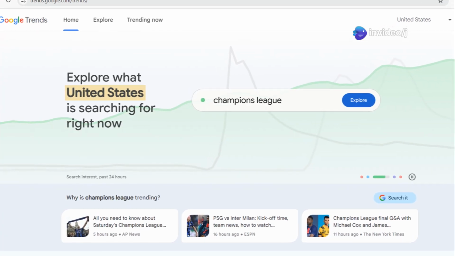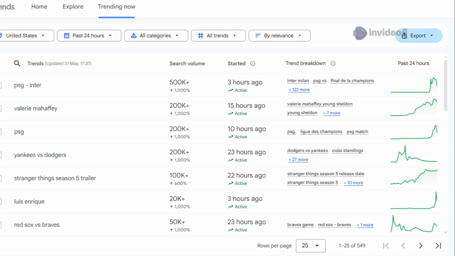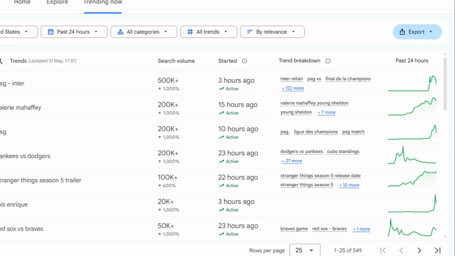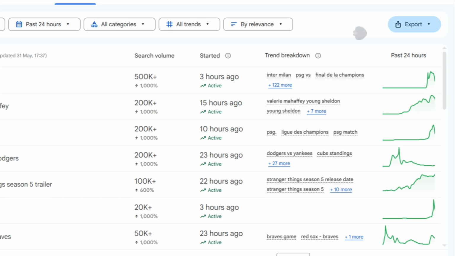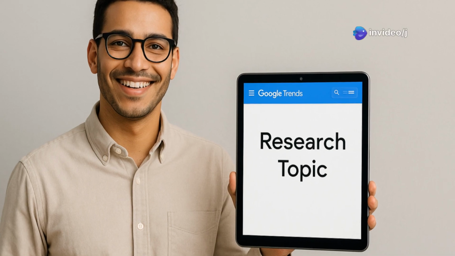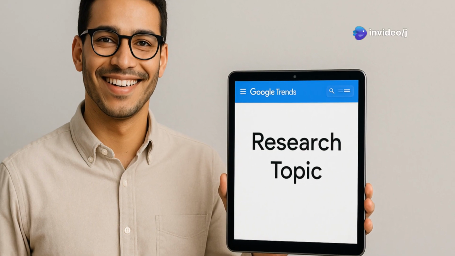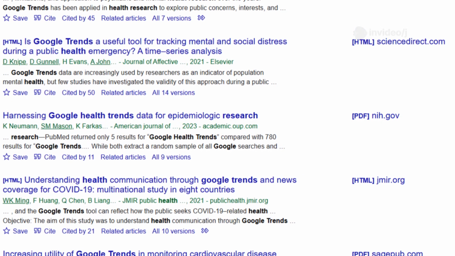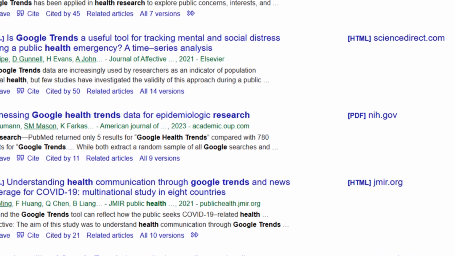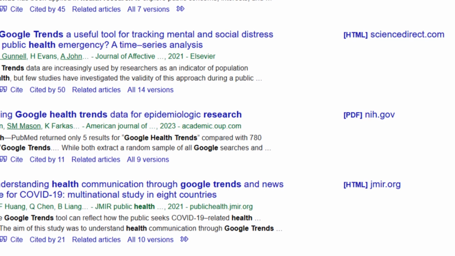And there you have it. We've covered how to use Google Trends to explore topic popularity, compare terms, refine searches by region and time, and identify related queries. Applying these steps helps you select a research topic that's both interesting and socially relevant. Here's a list of researchers who've used Google Trends to power their studies. Now it's your turn to make your mark.